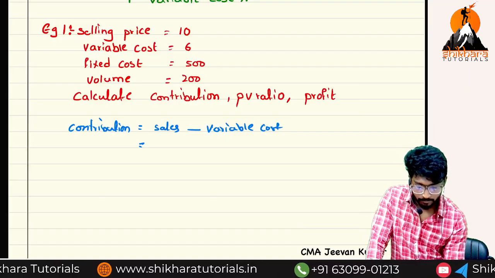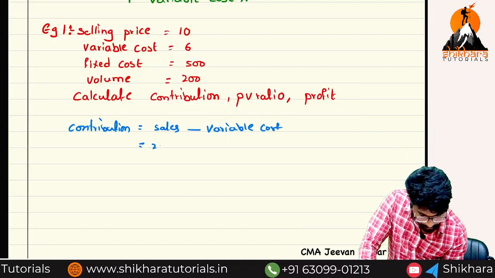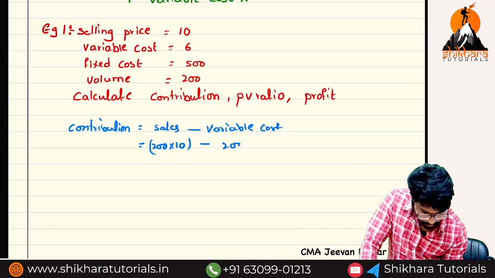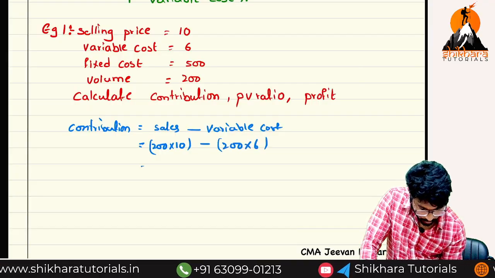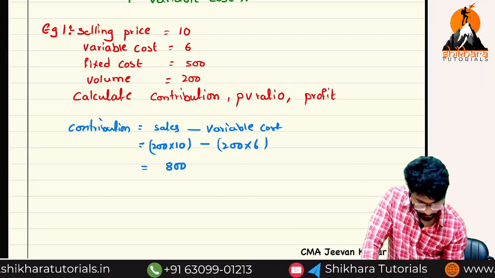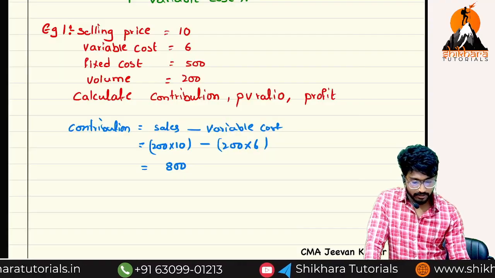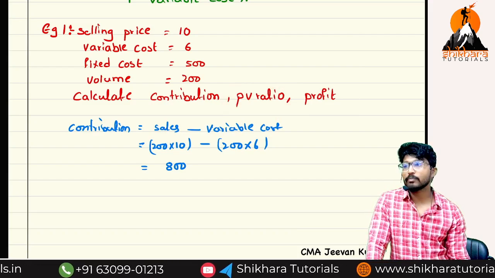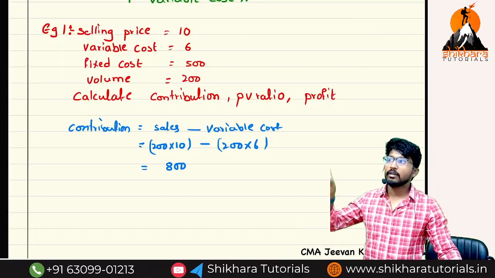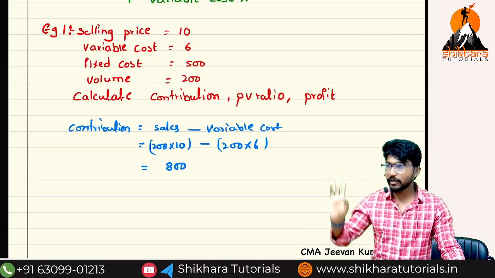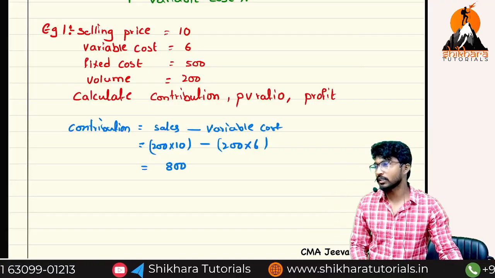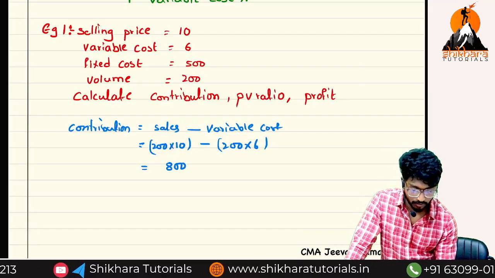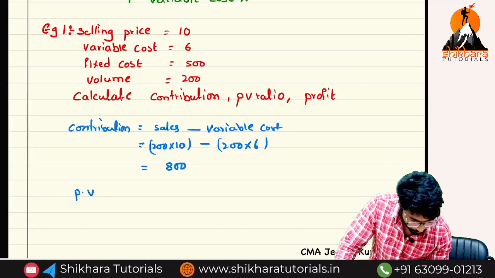Here, 200 into 10, this is total sales, minus 200 into 6, that comes to 800. Our contribution is 800. Next, he asked us to calculate PV ratio. What are the available formulas for calculating the PV ratio? One is contribution per unit divided by selling price per unit, another is total contribution divided by total sales. Here we already calculated the total sales as well as total contribution. Now we are using the formula for PV ratio.